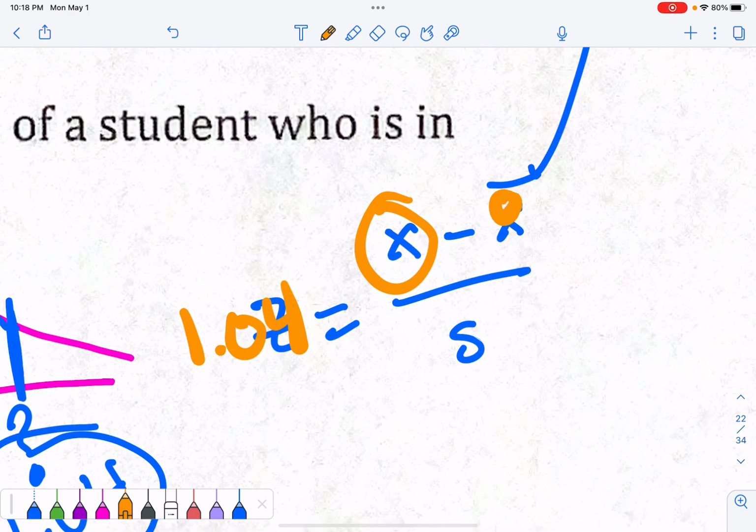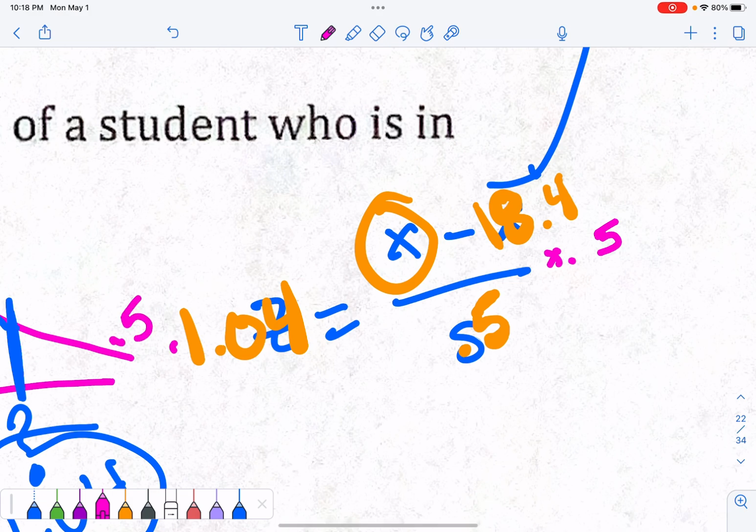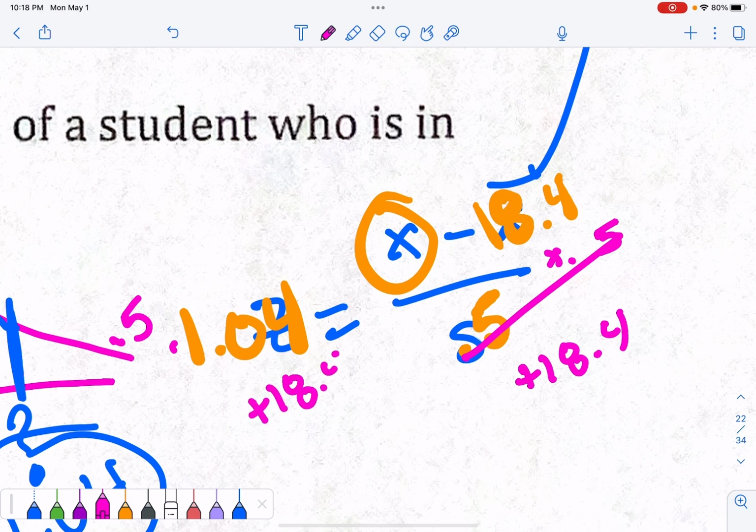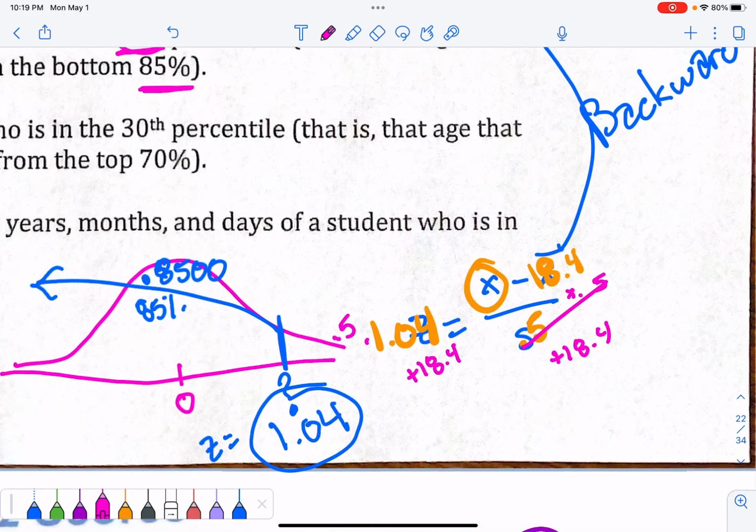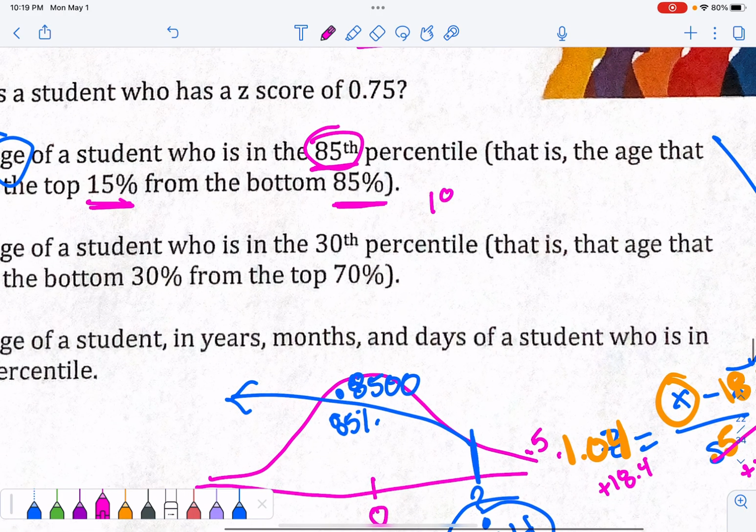X bar is 18.4, and 0.5 goes here. I'm going to multiply by 0.5, and then I'm going to add the 18.4 over. Let's see what I get. 0.5 times 1.04, and I'm going to add 18.4, and I get 18.92-ish. So almost 19 years old.